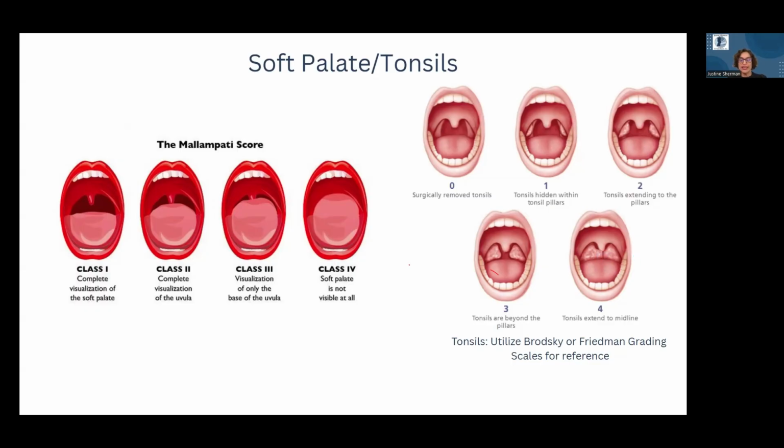And you can do a grading system. So that again is great to use in your documentation. So you can give them an exact number and then you can go back and look in the future. Well, they used to be a 2, but now they're a 4. So we can see if we're seeing differences.